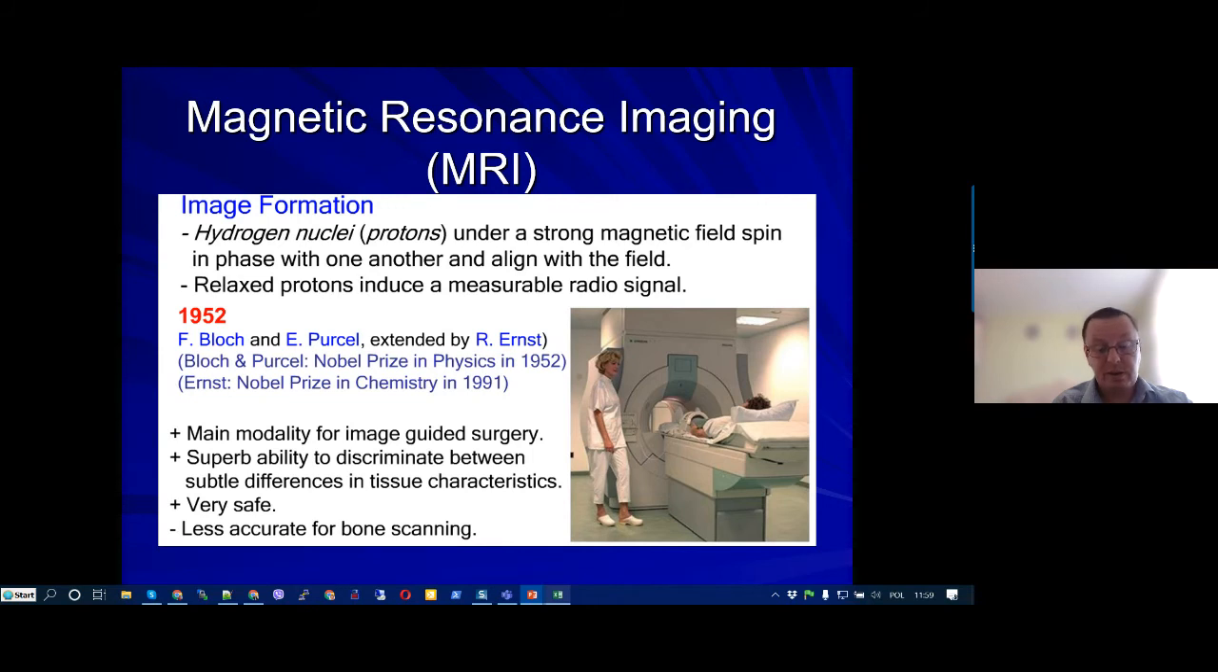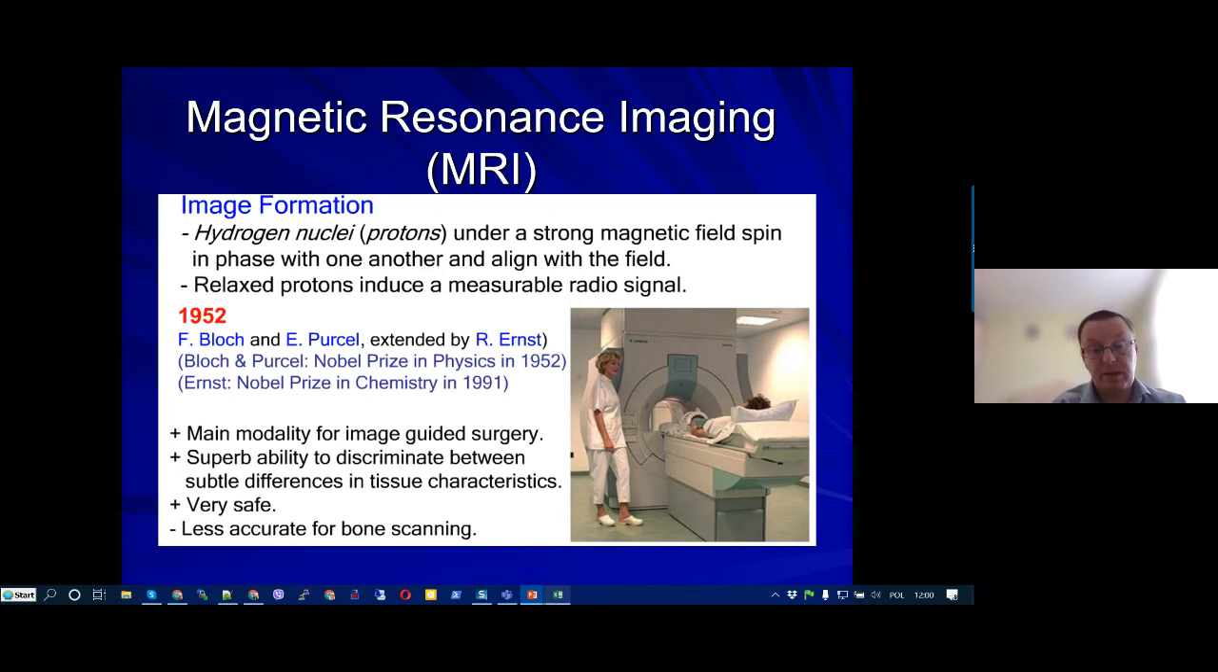In 1952 were discovered the physical principles of magnetic resonance imaging, when hydrogen nuclei under a strong magnetic field spin in phase with one another and align with the field. So relaxed protons induced measurable radio signals, and we can register them. So here is 1952, not a tomograph being invented, but only physical principles discovered. And much later, since computational tomography was already in practical usage since 1972, similar information technology principles, similar data transformation, have been used for MRI imaging, and we got MRI tomography again.